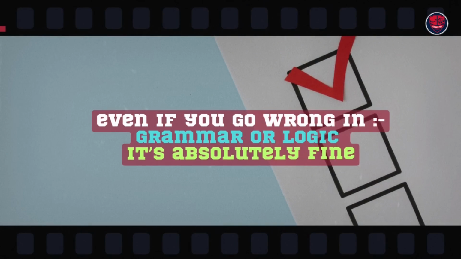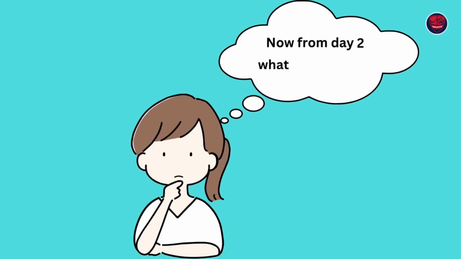For that, you don't have to worry about the grammar, worry about the logic. Even if you go wrong in grammar or logic, it's absolutely fine. Just ensure the clarity and ensure the rhythm. These are the 3 steps. Now the routine starts. Day 1, I just showed you, you understand this, now you've already understood. Now from day 2, what I have to do?